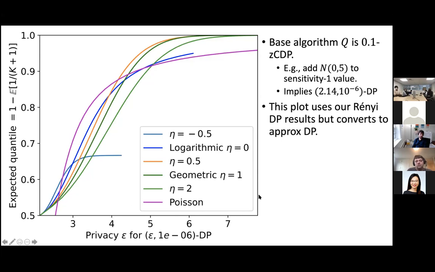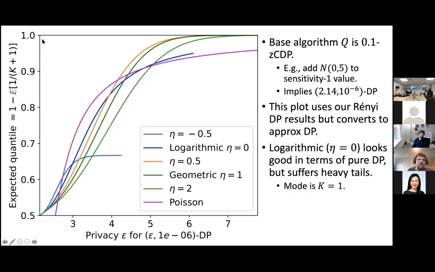So basically on the horizontal axis, I have the epsilon that we get. And on the vertical axis, I have the expected quantile, which is a measure of utility. So where we'd like to be, obviously, is up here in this corner. This is good privacy and perfect utility, up in the top left corner.